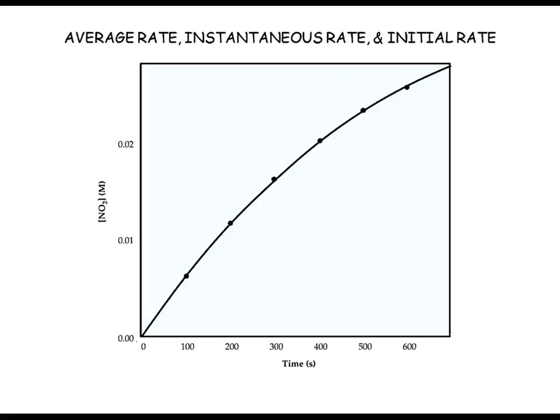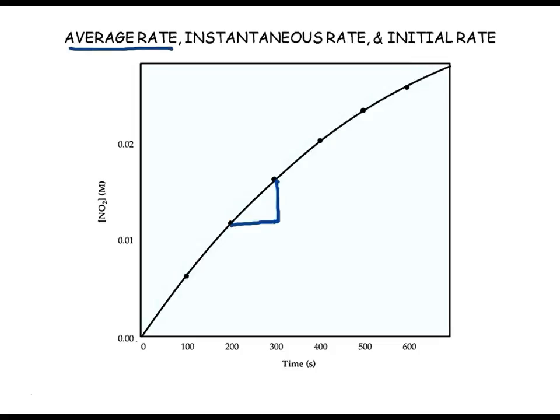Here we have concentration of NO2 as a function of time. Remember that NO2 is increasing over time. This is a product. We're going to use this as an example to compare average rate, instantaneous rate, and initial rate. So the average rate is related to time points on the graph. And so there are specific time points chosen.